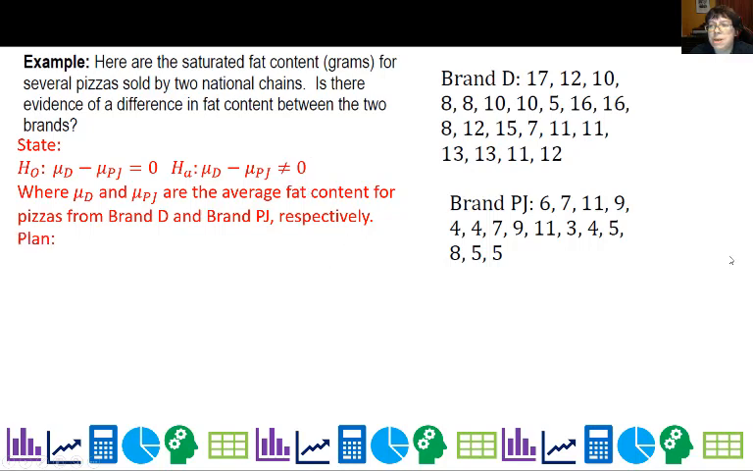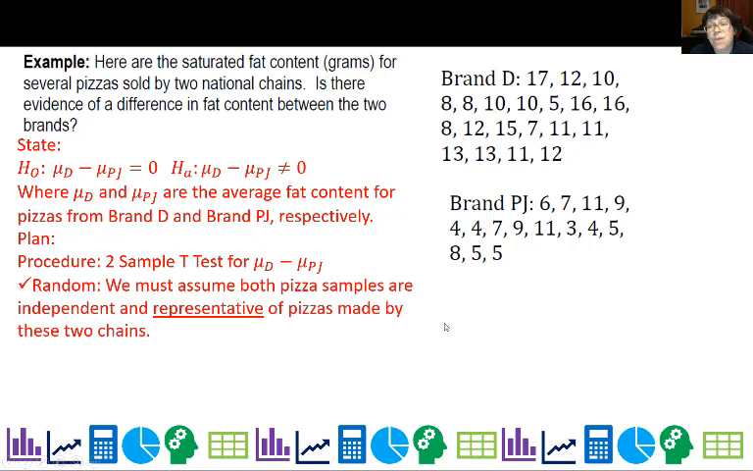Then we do our plan, which first we say what test method. Well, we're comparing 2 samples and we're looking at a difference in means. So we're doing a 2-sample t-test, and you can actually write this out in the symbols. If you already have this well defined up here, you don't have to do it again here. The first condition we have to check is random. Well, we kind of have to assume both pizza samples are independent and representative of pizzas made by these 2 chains. So I don't have anything in there saying that it meets the condition, so I'm going to say I'm assuming this condition is met.